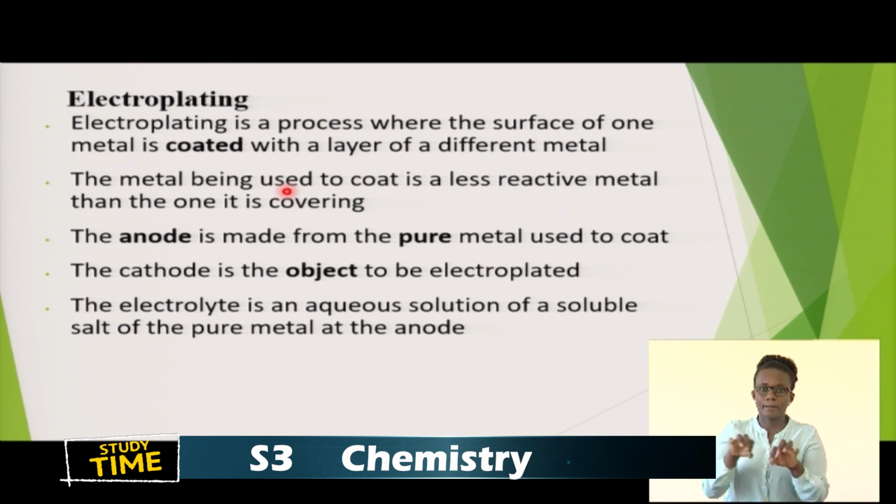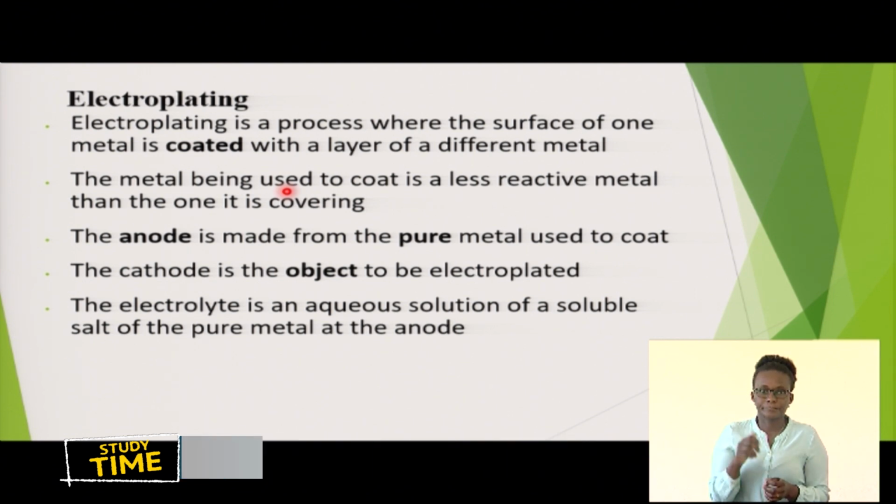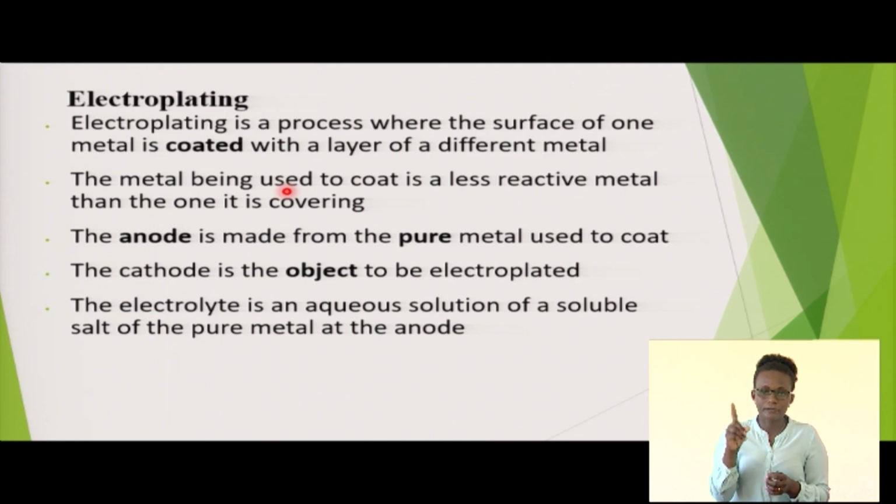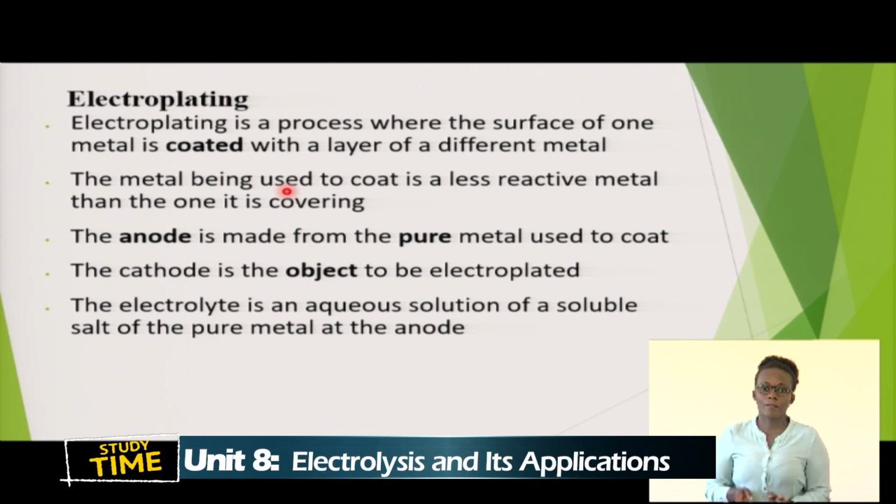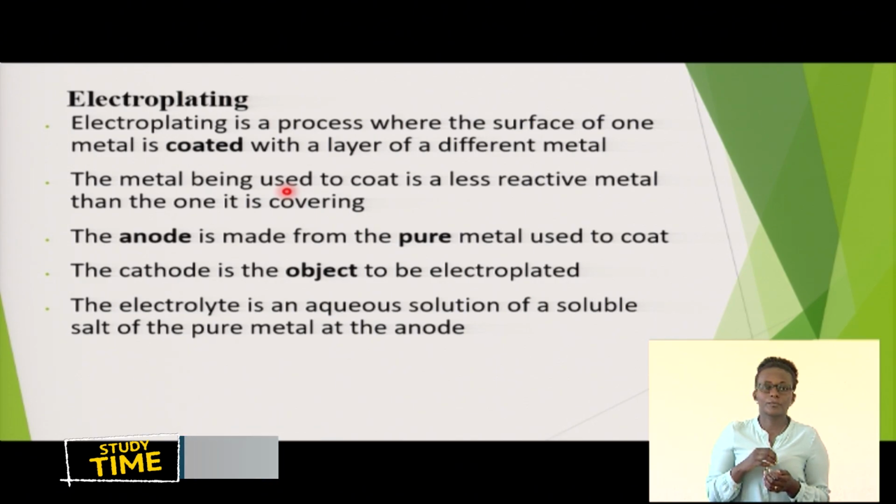Two, the anode is made from the pure metal used to coat. So that metal that you are going to use for coating must be connected to the positive terminal and must be a pure metal. If you are going to coat copper onto another metal, for example, that copper must be pure. That is what it means. And it has to be connected to the anode. That is point number 2, which is very important.